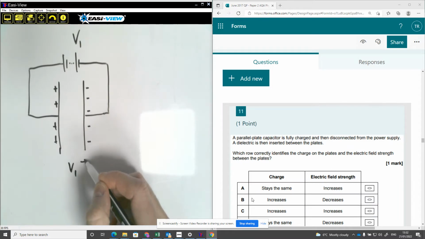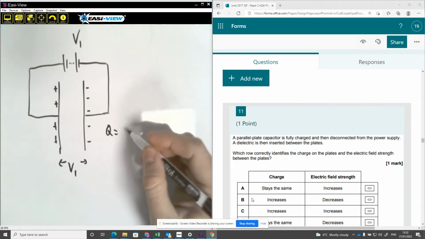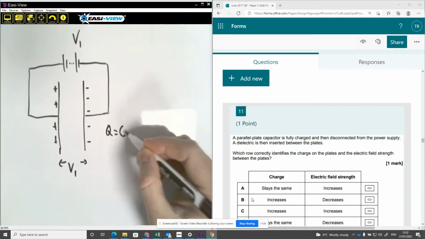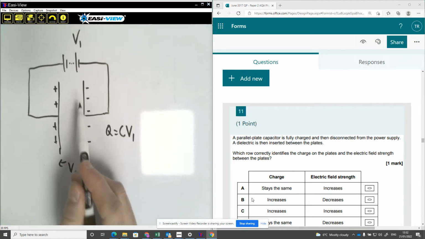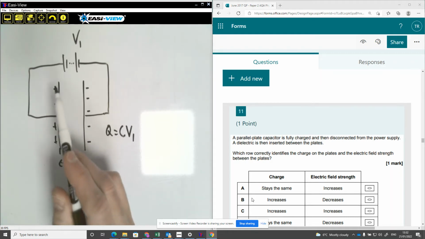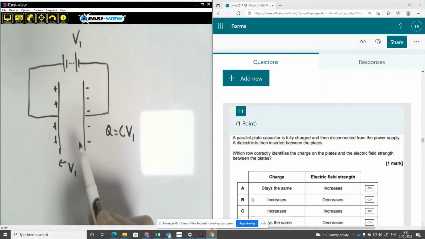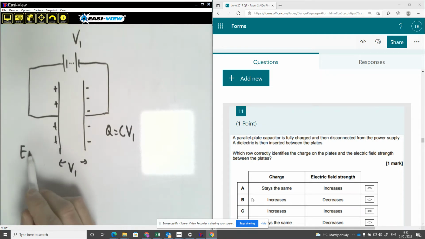Whatever the voltage is, this voltage will be across the plates, and the charge stored will be equal to the capacitance of the capacitor multiplied by the voltage applied. Now, if you put in a dielectric, these values can change a little. The electric field strength here is due to the difference in the positive charge and the negative charge, so we'll have a potential difference across the two, and the electric field strength will be equal to V over the separation of the plates.